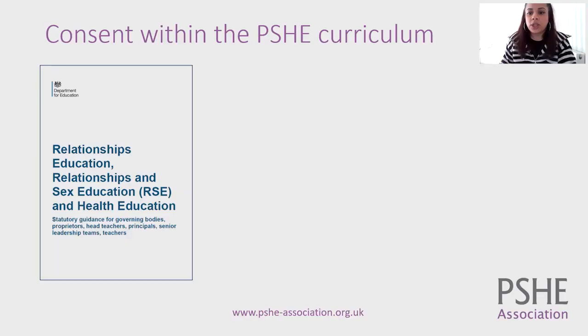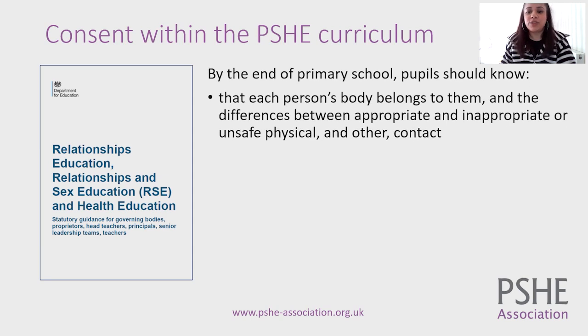So using this as a baseline to understand what must be taught is a great place to start, and it explains what pupils should know by the end of their time at primary school. So by the end of primary school, pupils should know that their body belongs to them. They should know the differences between appropriate and inappropriate or unsafe physical or other types of contact.